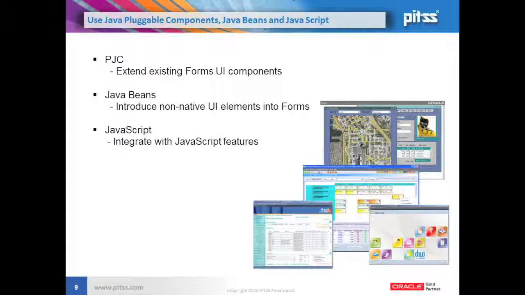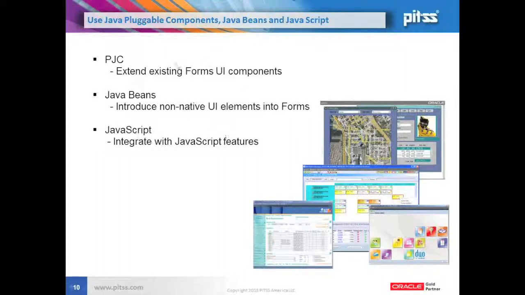Another way to extend or improve the look and feel of your Forms application is to use Java components. There are 3 ways to actually extend the UI experience of your Forms application. One is pluggable Java components that actually extend the existing Oracle Forms UI components. So it overrides the Oracle classes and gives you the ability to change the appearance of buttons, text items, blocks, canvases, as you like to have it, as you need it, and actually also change this at runtime.